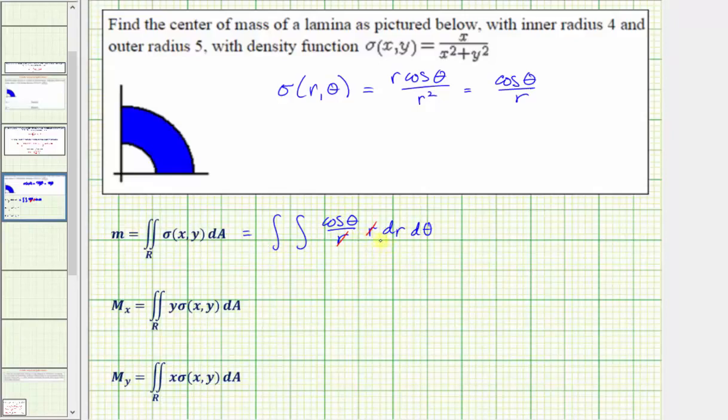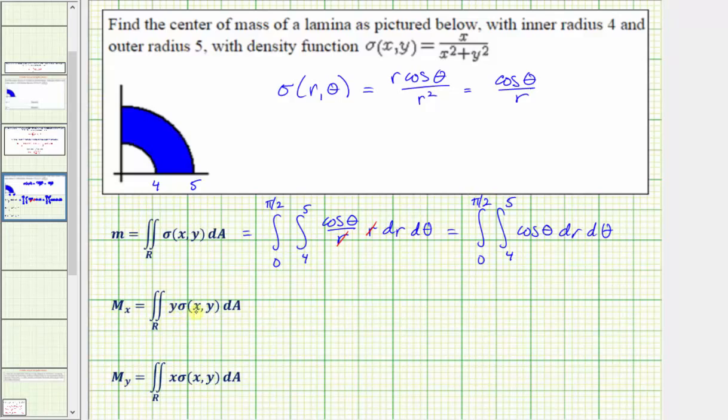And now we need to find the limits of integration for r and theta. Remember, r is the radius, and we're told the inner radius is 4, and the outer radius is 5, which means the limits of integration for r would be from 4 to 5. And then for angle theta, because we're in the first quadrant, it would be theta equals 0 to theta equals pi divided by 2. So this gives us the double integral of cosine theta dr d theta. The limits of integration for r are from 4 to 5, and for theta, they're from 0 to pi divided by 2.